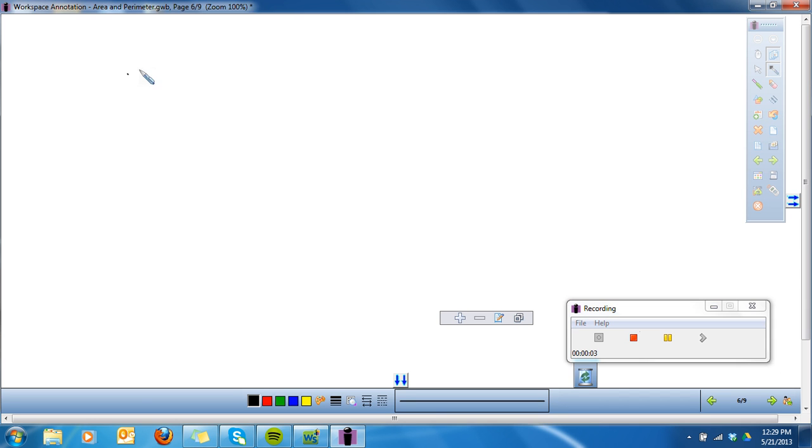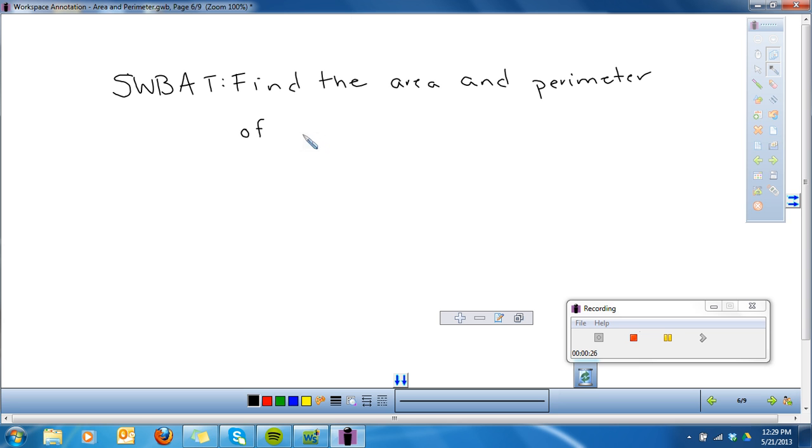Today's video is going to build off the objective we talked about previously, which is area and perimeter. So our objective for today's video is students will be able to find the area and perimeter of composite shapes. Students will be able to find the area and perimeter of composite shapes.